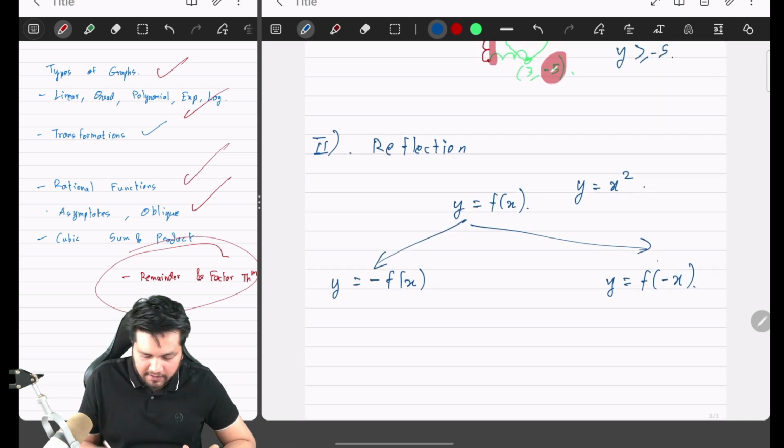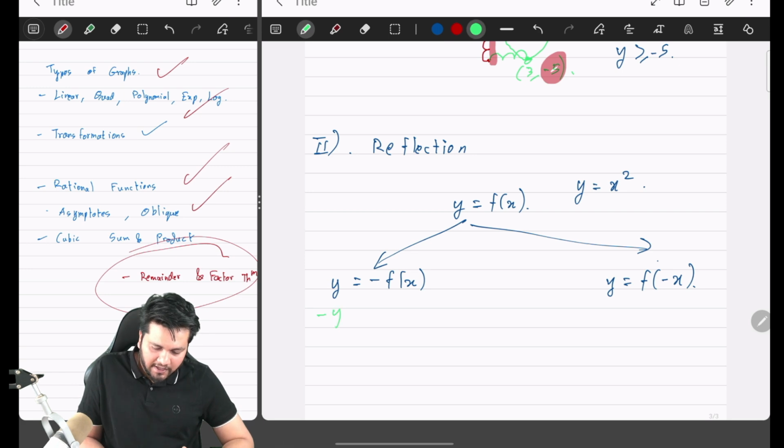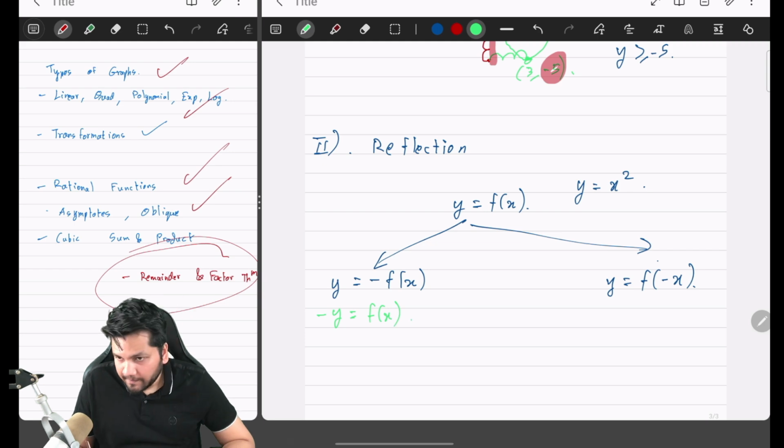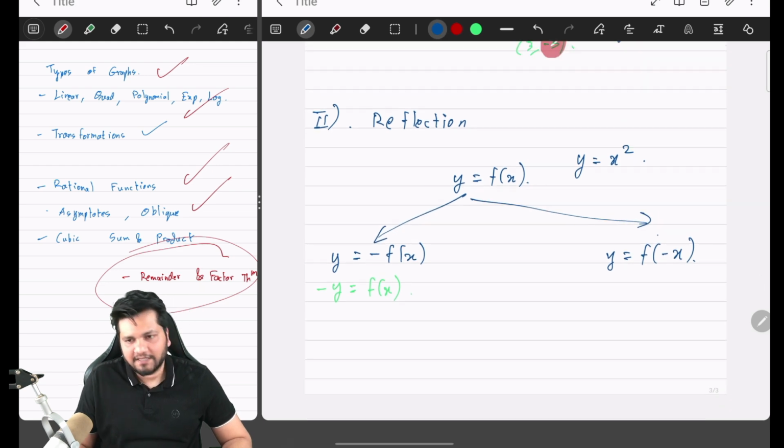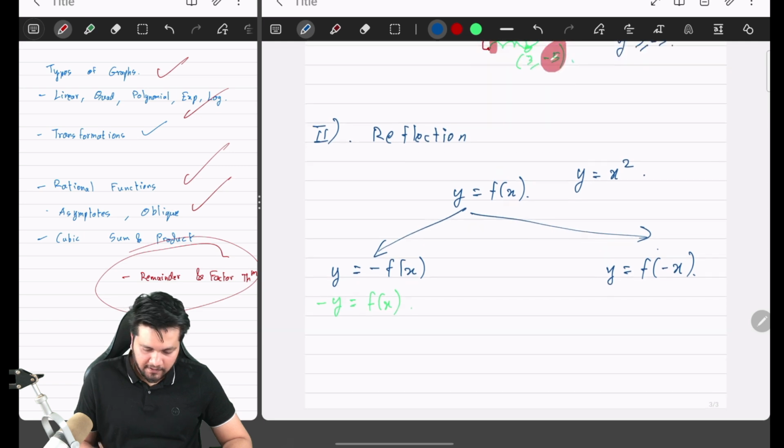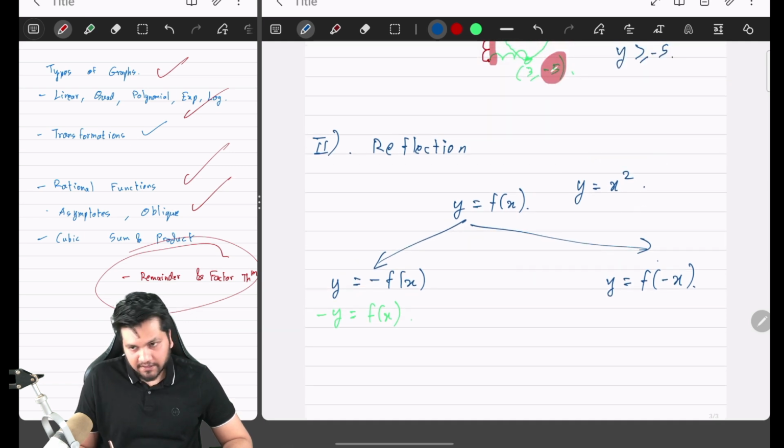Now if it is y is equal to minus f of x, it's not a change in x, it's a change in y. So I can write this as minus y is equal to f of x, where I have just transformed f of x to f of minus x. By chance, if you ever get confused, I use the same thing: I'll just keep y is equal to x square as a reference graph. So y is equal to x square has been modified to minus y is equal to x square, which is actually y is equal to minus x square.